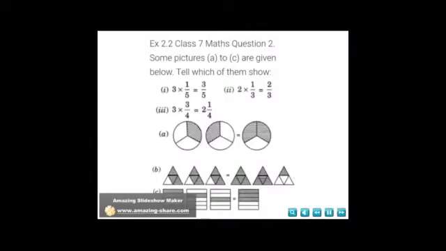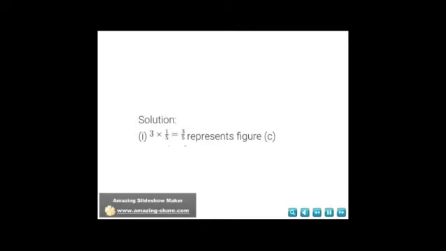Next, question number 2. Some pictures A to C are given below. Tell which of them show these 3 subdivisions of questions. Here we are given 3 subdivisions of questions and 3 subdivisions of diagrams. We have to match which question is related to which diagram. First subdivision, 3 into 1 by 5 is equal to 3 by 5. This is the given equation, which represents figure C.